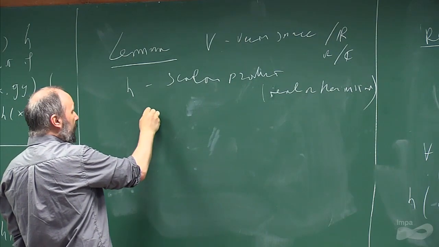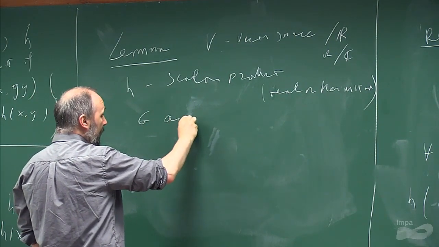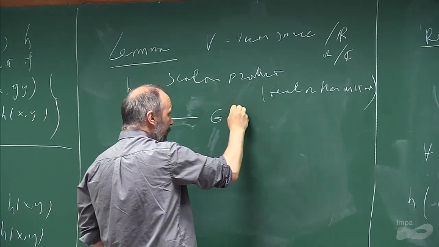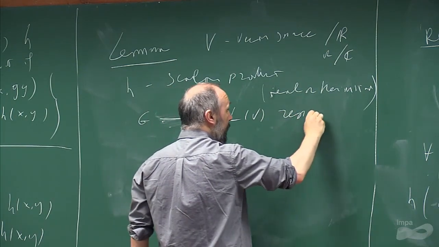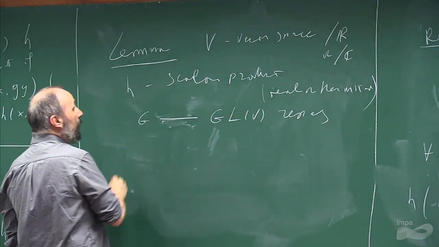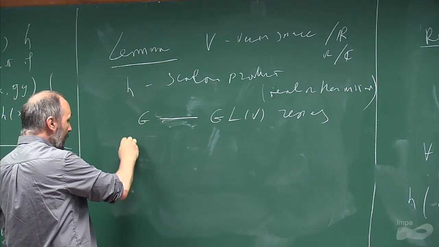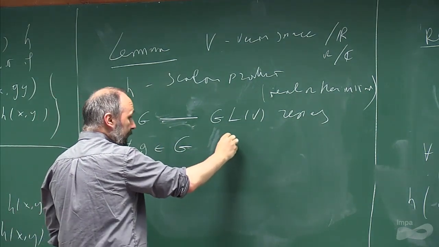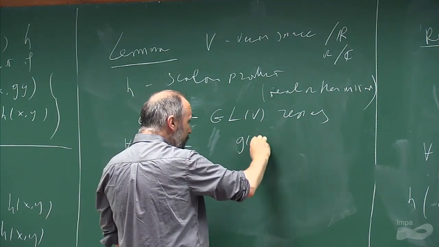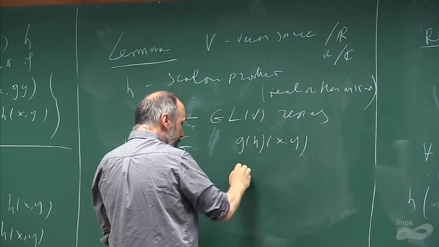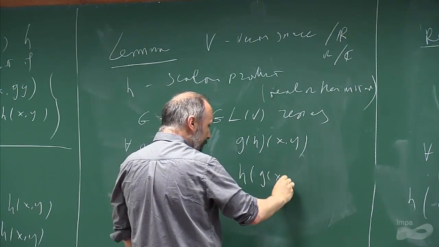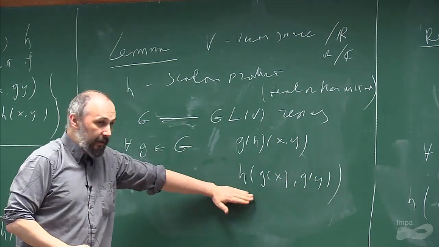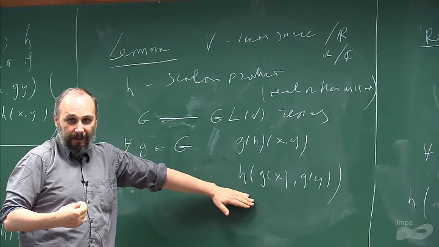Then if G acts, so you have a representation, G acts on V, then you can write for each g inside the group G, h of (x, y) equals h of (g x, g y). This is the way the group acts on Hermitian or real scalar products.